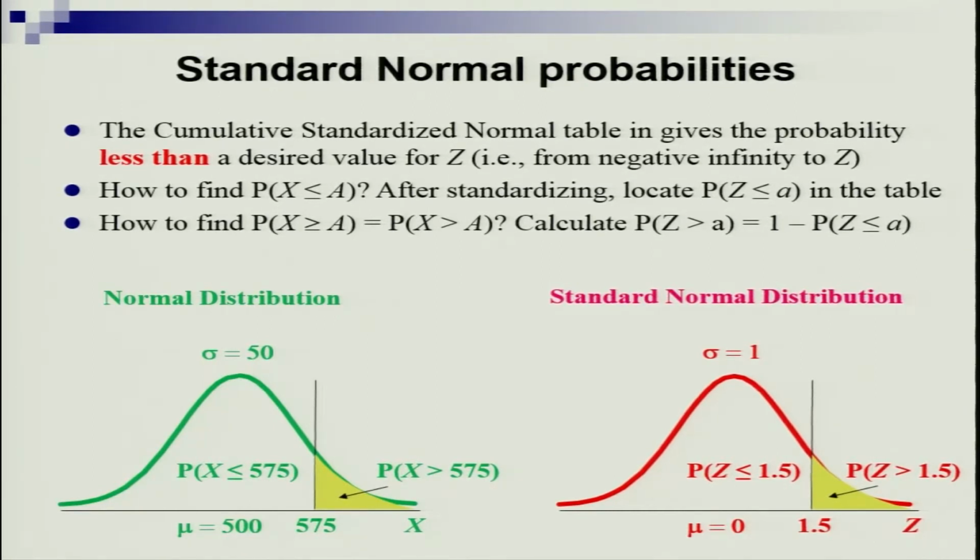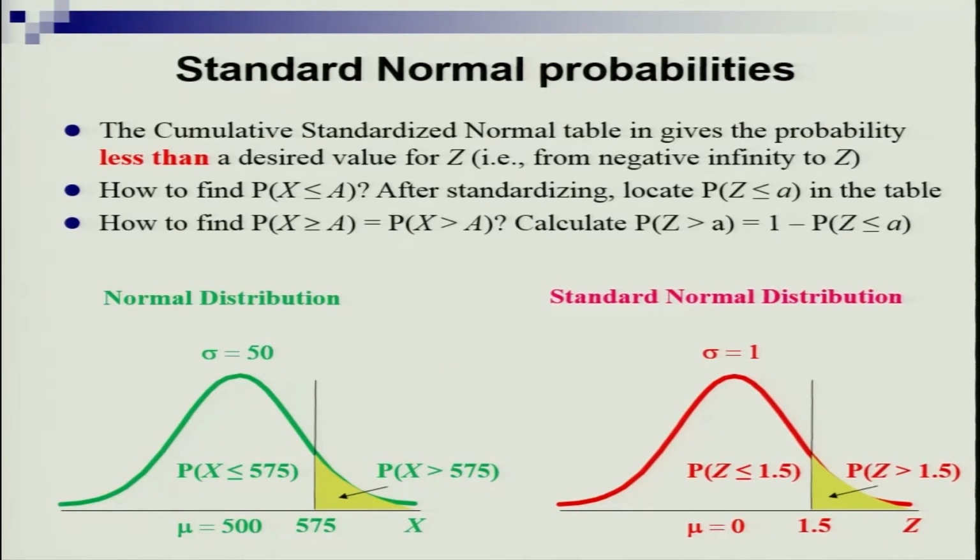Now, you see that white area, which is the probability of x less than or equal to 575, has been transferred to a new probability expression, and that is the probability of z taking a value less than or equal to 1.5. How did I get this number 1.5? I have to take the number 575, subtract 500 from it, and then divide that by 50, the standard deviation, and that is the way I get the number 1.5.